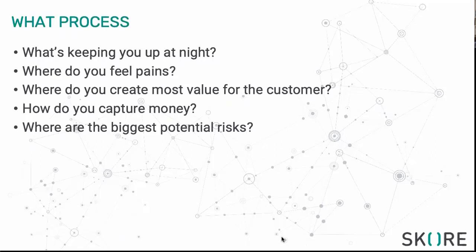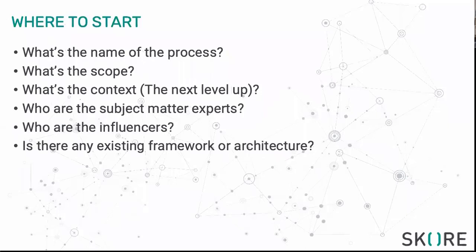And then the next bit is, once you've figured out what that's going to be, what happens most often here is you end up with a prioritized list of processes that you're going to attack. So, okay, where do I actually then get started? Where do we fire up Skore and start mapping process? So there's a few things we still need to think about before we actually start putting pen to paper, as it were. So very, very simply, what's the name of the process?